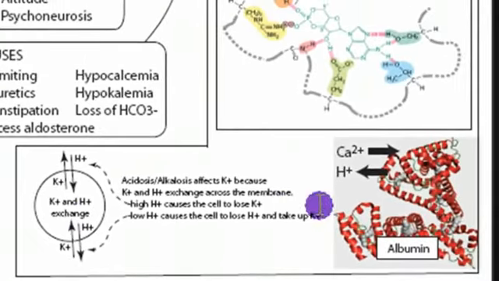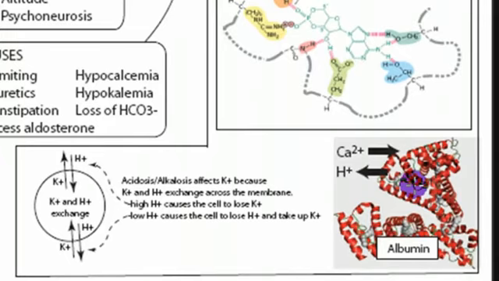Acidity also affects calcium levels because albumin is a large circulating protein that carries a lot of negative charges, and these negative charges are often balanced by hydrogen or calcium. So if there's less hydrogen, then more calcium can bind to the albumin, and that's going to cause less free calcium and hypocalcemia. And then any consequence of hypocalcemia will also result.